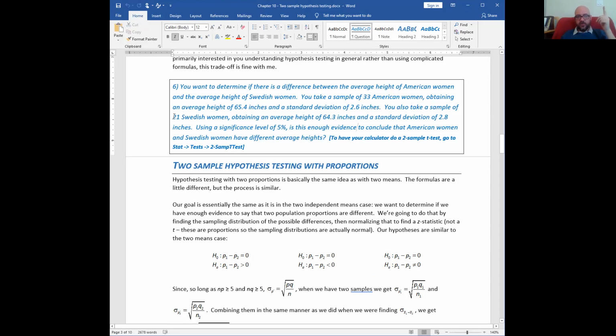The fact that we only took a sample of 21 Swedish women is not in and of itself problematic. We can still use the central limit theorem because we know that women's heights are normally distributed, so both of these are from normal distributions. It's a little bit of a small sample, as is this 33. So we're not going to be able to be as confident in our conclusion as we were in the men's example, where we had 340 and 251 for our sample sizes. Here we've just got 33 and 21, about a tenth of the size. We can still do the test and we'll still get a p-value and everything's going to work out fine, but we're going to be less confident of our conclusion.